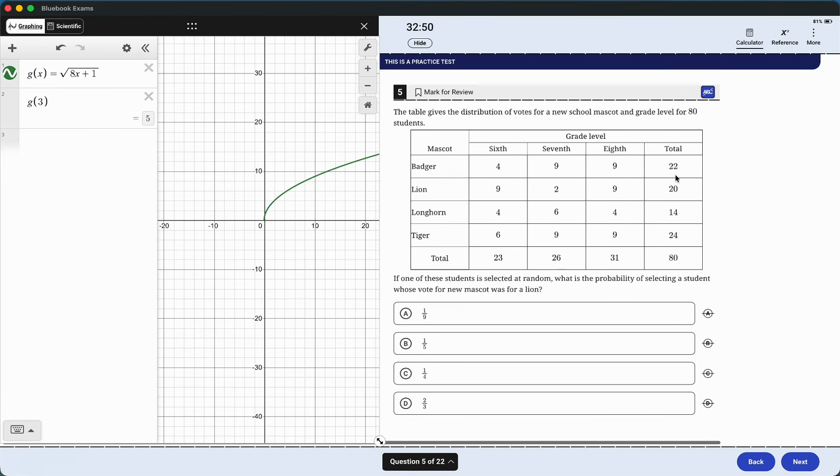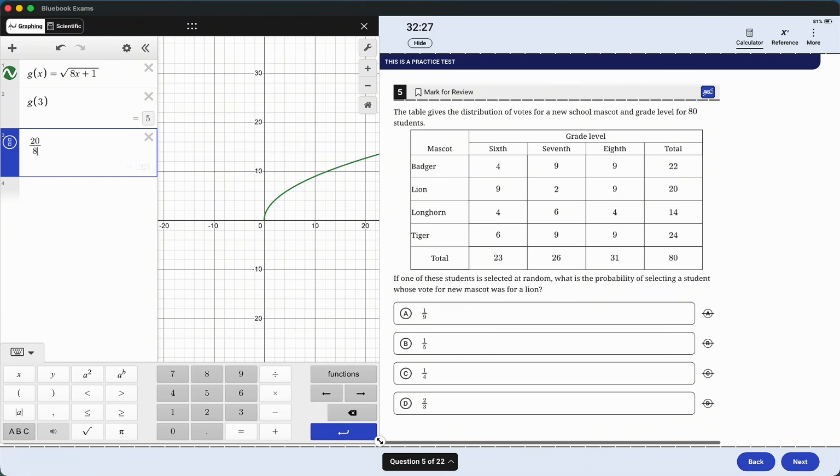Next one here, probability, right? So we've got a table and it's probability. It says if one of the students is selected at random, so that means we can select out of all the students. So we want our denominator to be 80. And what is the probability they chose lion for a mascot? So 20 people chose lion, and that's 20 out of 80.